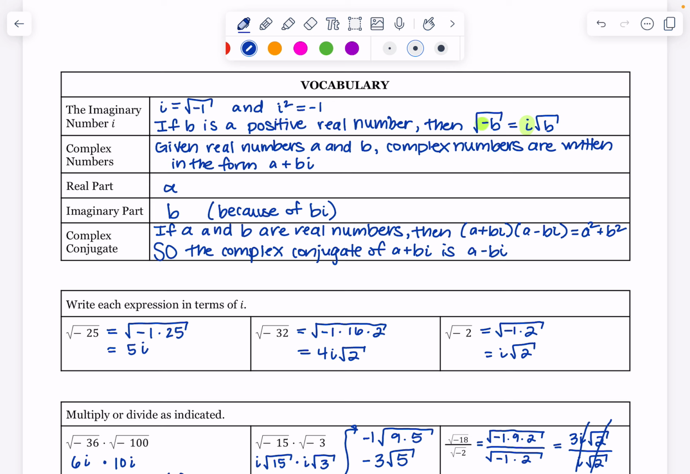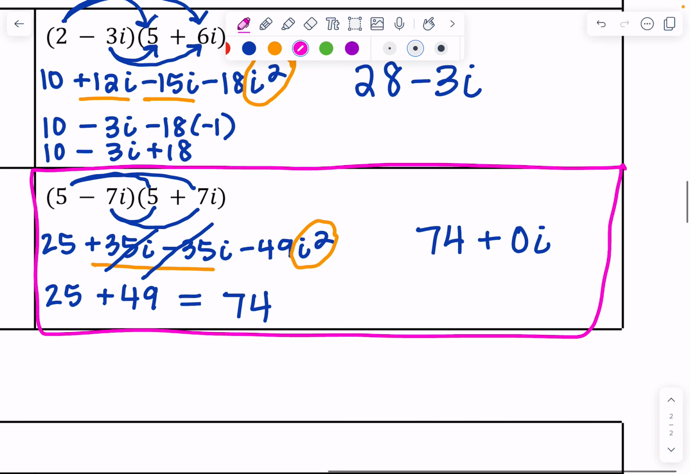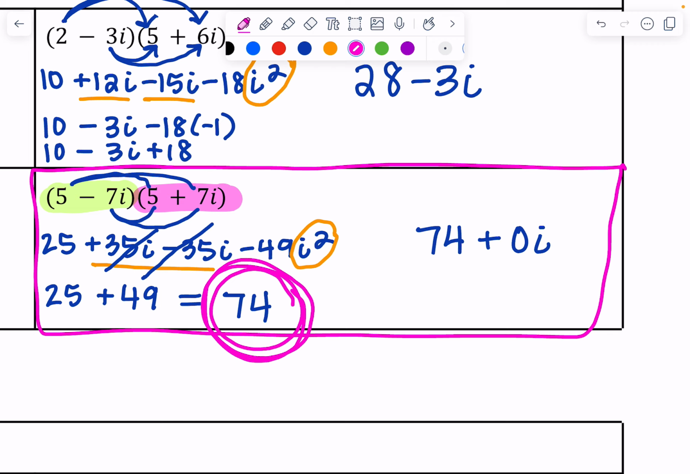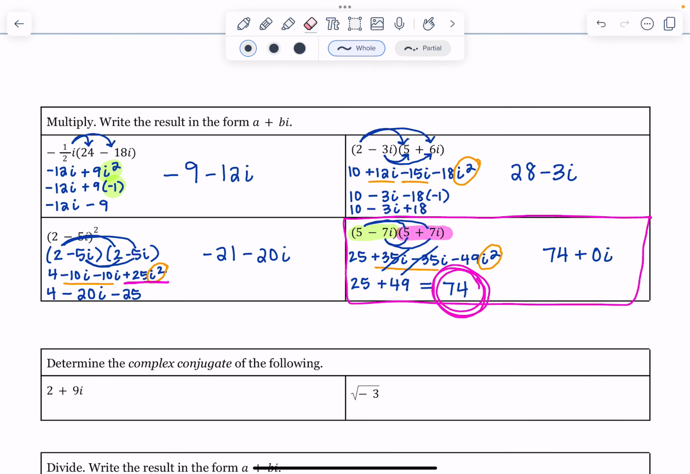down the road. So if we notice down here, this problem I squared in pink, we started out with 5 minus 7i, and then we had 5 plus 7i. Those are complex conjugates of each other, which is evident by our solution not having an i in it. Let me erase some stuff to clean that up.